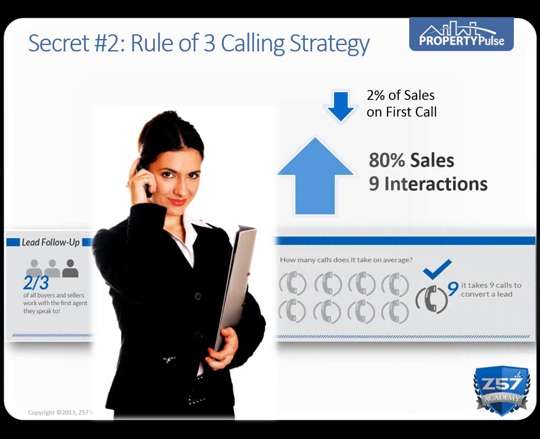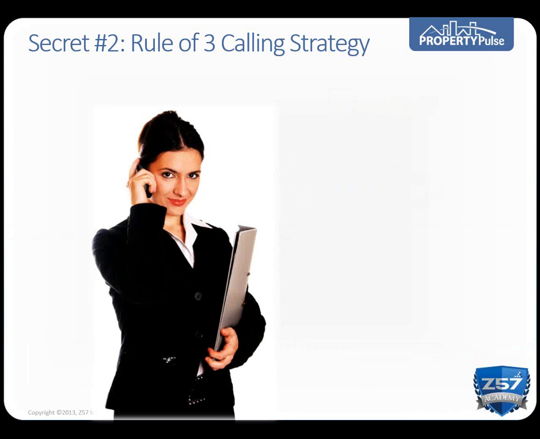So what does this mean to you? Well, our third secret is don't just call your online leads once. You need to follow the rule of 3 calling strategy. And here's how that strategy works. The day the lead is captured, call that lead twice, about 15 to 20 minutes apart.